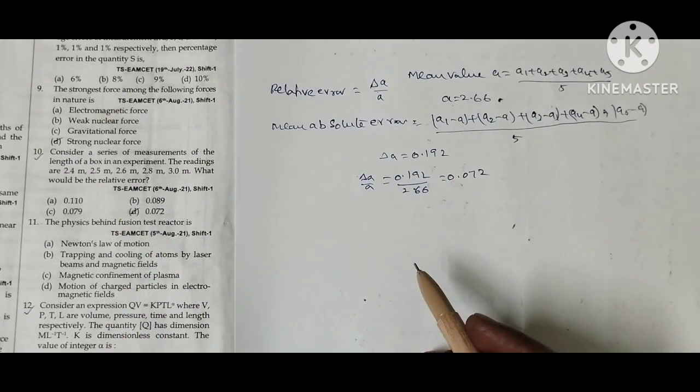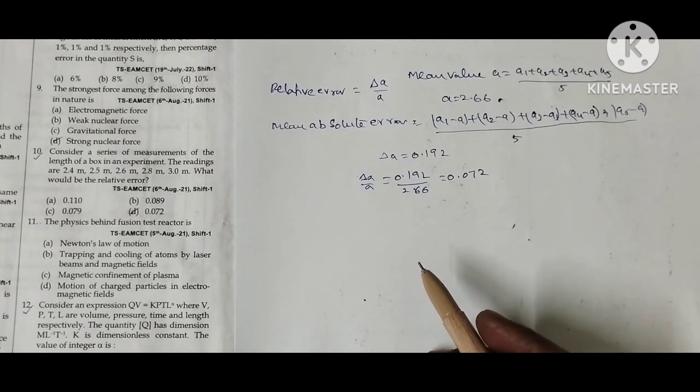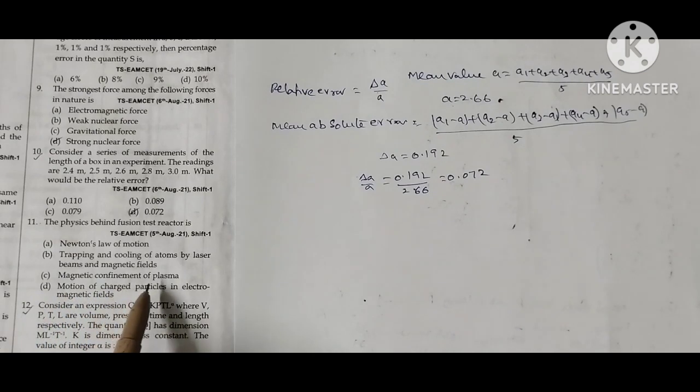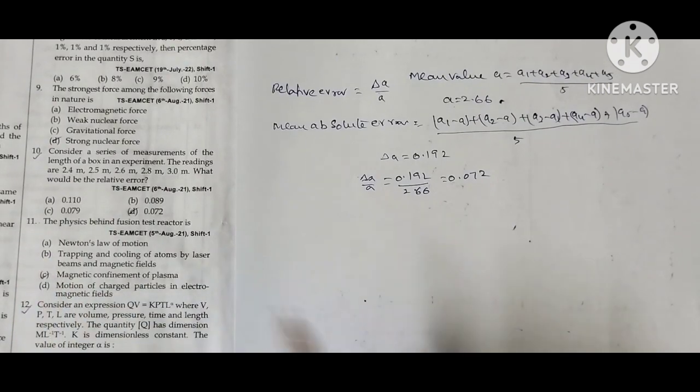Next, the physics behind the fusion test reactor is. This type of question will be asked 2 times, I think. The answer for this will be magnetic confinement of plasma. Okay, this is the answer.